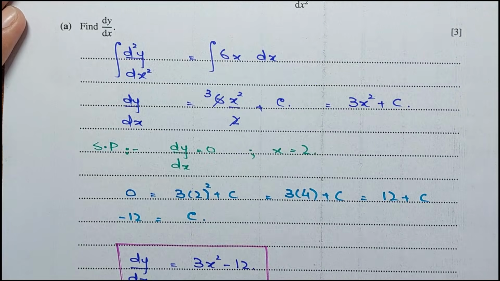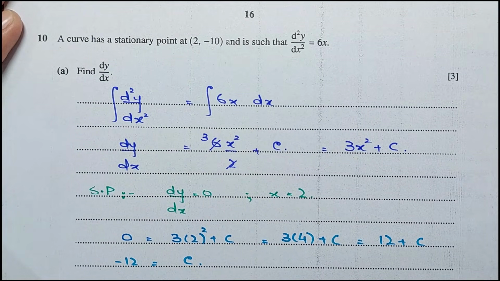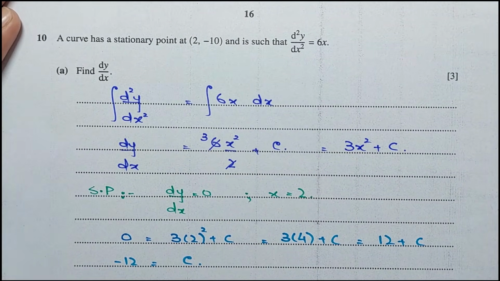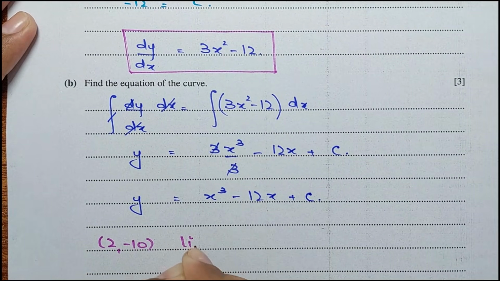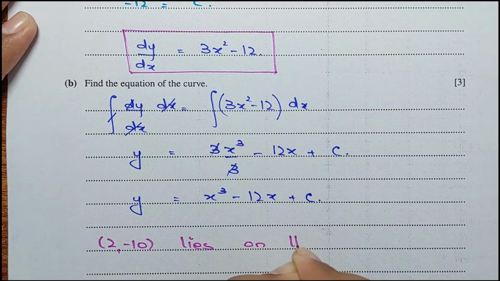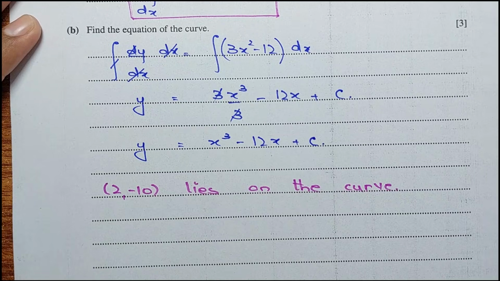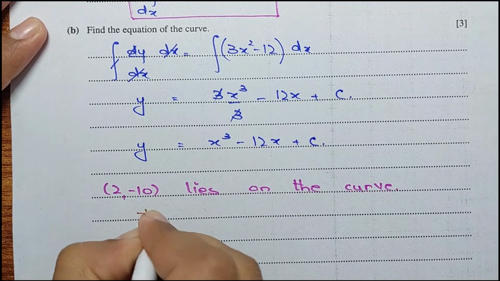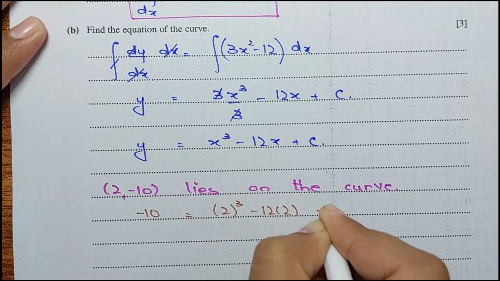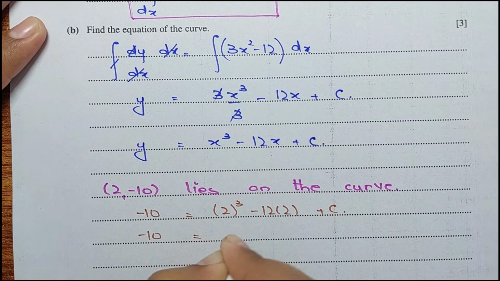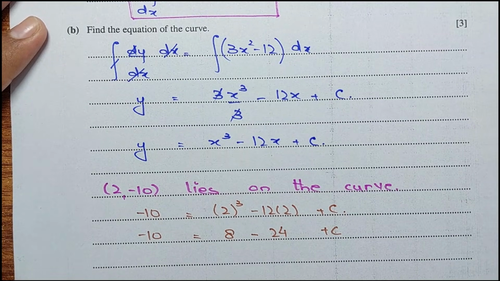To get the constant of integration, we know that this is a stationary point. A stationary point is basically a turning point of the curve, so the turning point must lie on the curve, right? So use the point (2, -10), which lies on the curve, so it must satisfy the equation. When y is minus 10 and x is 2, we have 2 cubed minus 12 times 2 plus c. So minus 10 equals 2 cubed, which is 8, minus 24, plus c. 2 times 12 is 24, right?